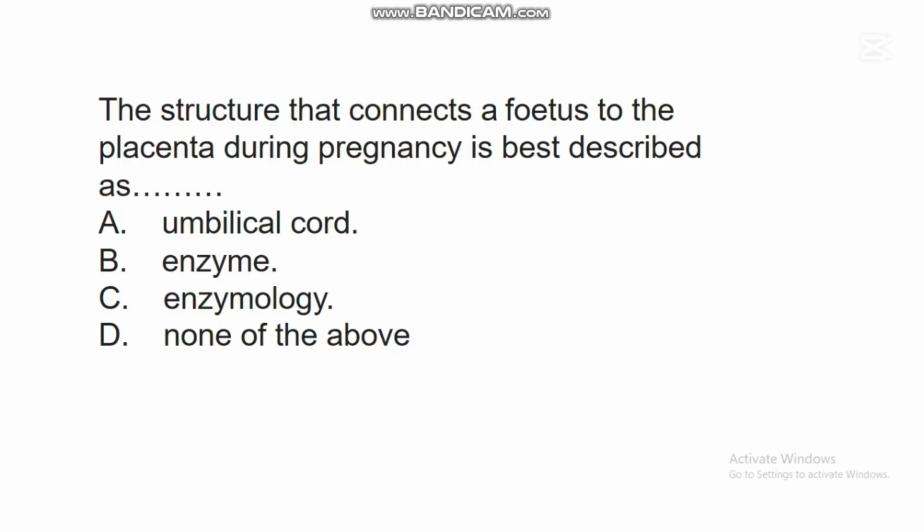The first question says, the structure that connects a fetus to the placenta during pregnancy is best described as dash. A. Umbilical cord. B. Enzyme. C. Enzymology. D. None of the above. In this question, the correct answer is A. Umbilical cord. This umbilical cord is a structure that connects a fetus to the placenta during pregnancy in a woman.